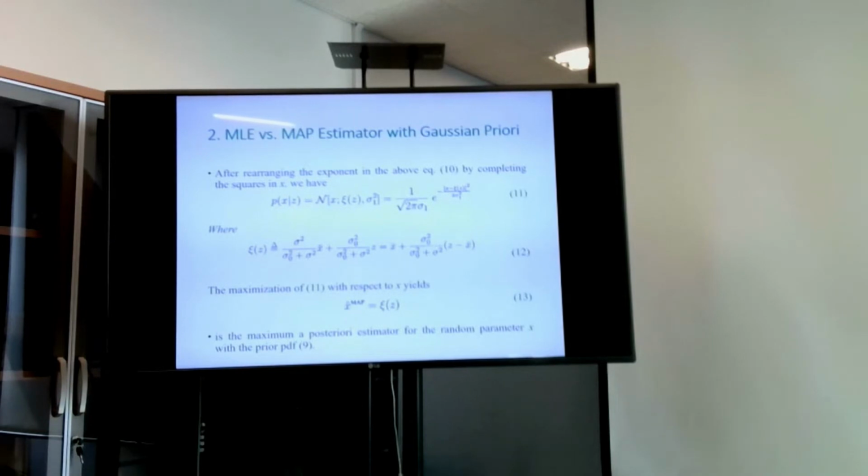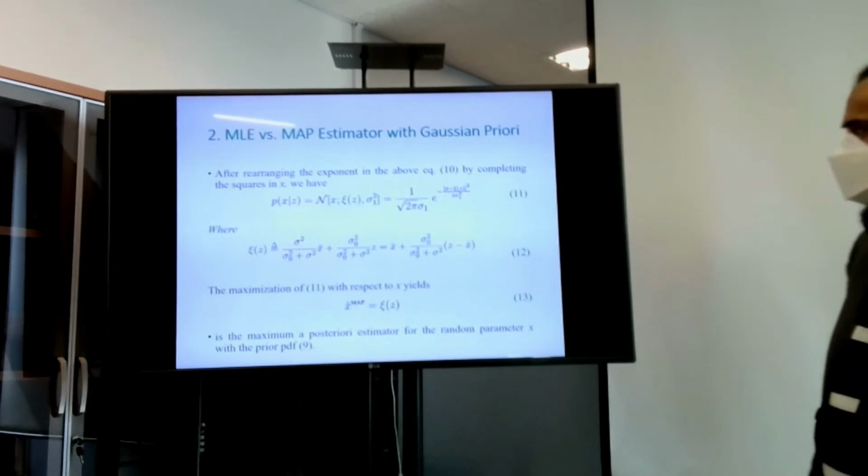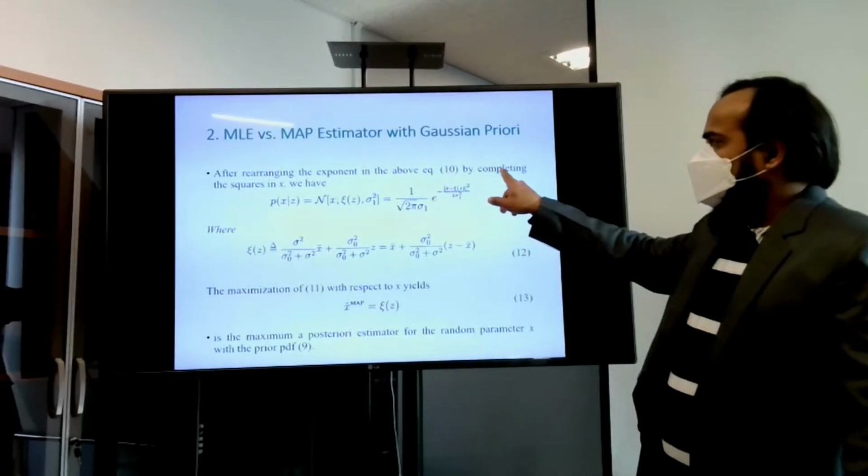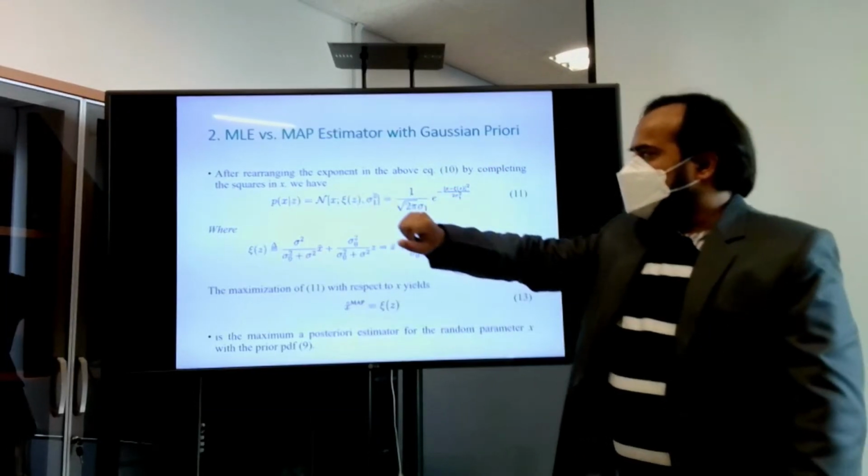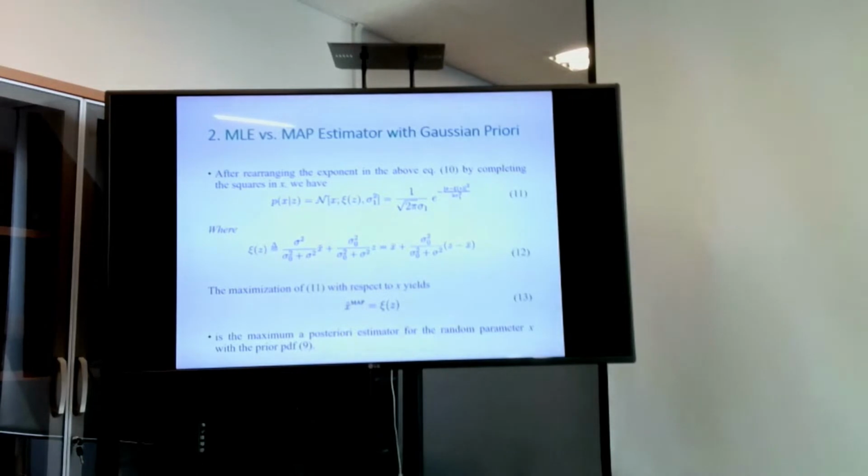So after rearranging the exponent in the above equation 10 by completing the squares in x, we have, you can drink water.